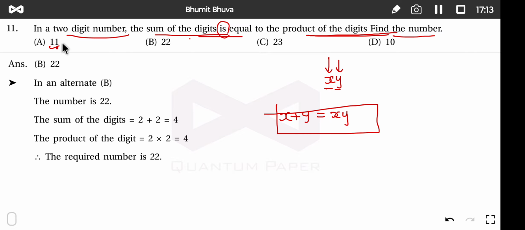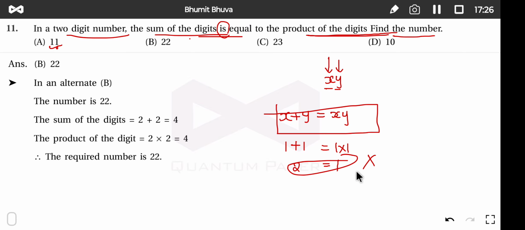So the first option is 11. If I put x is 1, y is also 1. So 1 plus 1 is equal to 2. And on this side we have to multiply. So 1 multiplied by 1 is equal to 1. So 2 is equal to 1. This is not possible. So this is wrong.